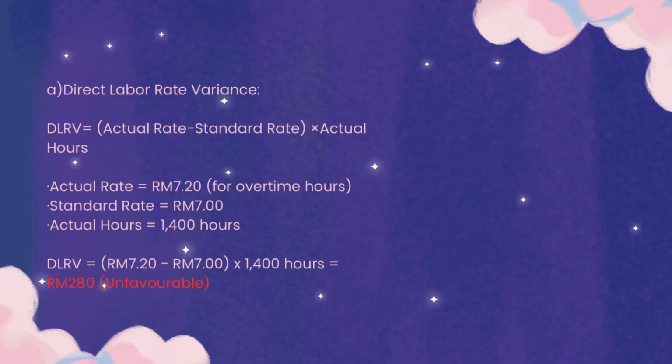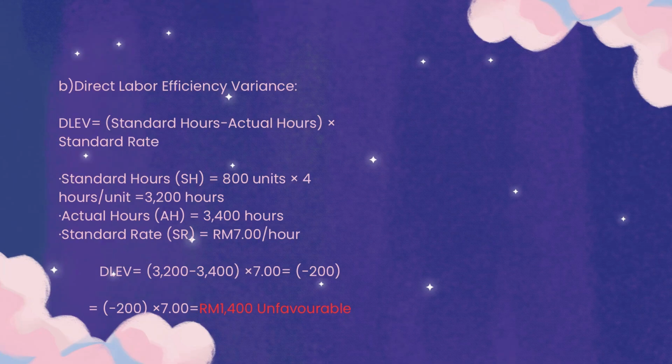Okay, next, we move to question 2, where the question is the direct labor rate variance. To calculate the direct labor rate variance, we need the actual rate minus the standard rate times the actual hours. The actual rate is 7.2 ringgit for overtime hours, the standard rate is 7 ringgit, and the actual hours are 1,400. For the calculation, we need 7.2 minus 7 times 1,400 hours, and we got RM280 unfavorable.